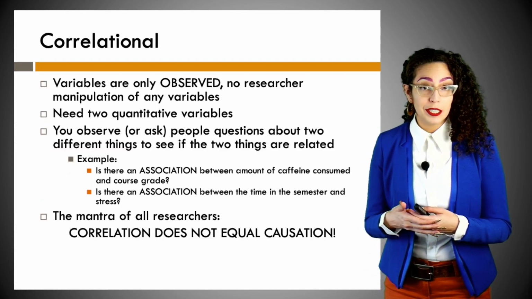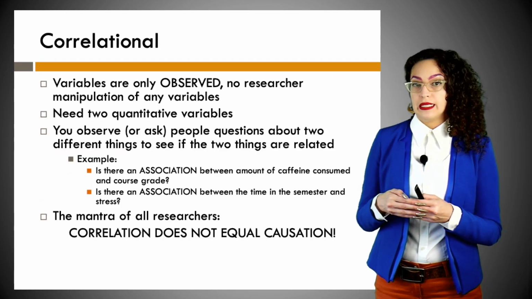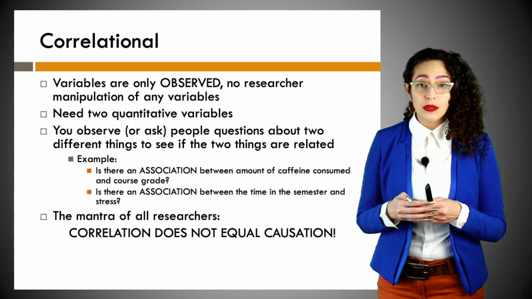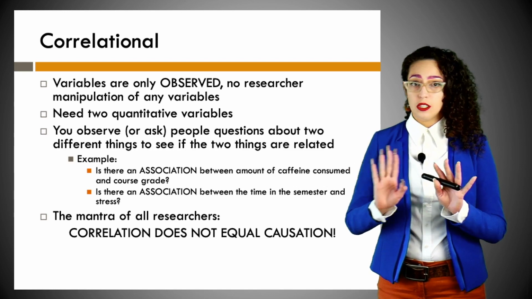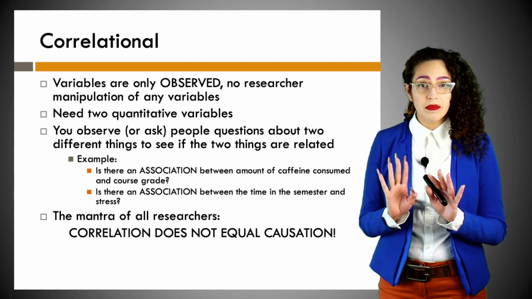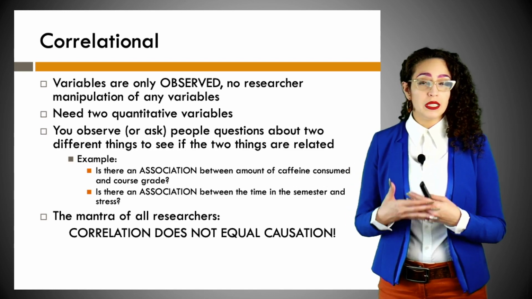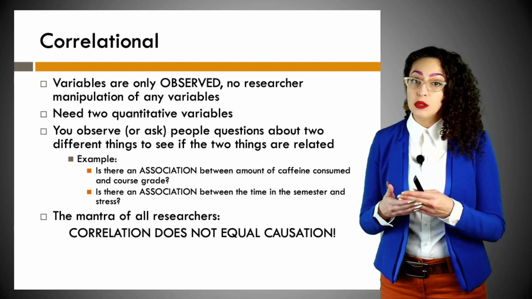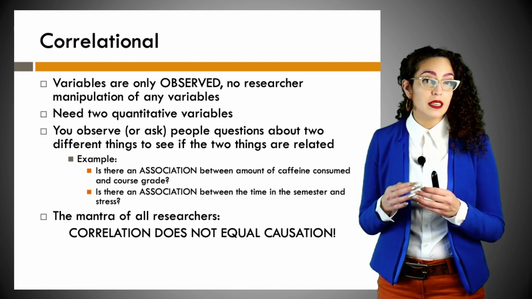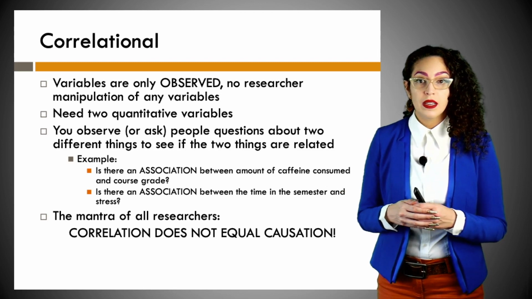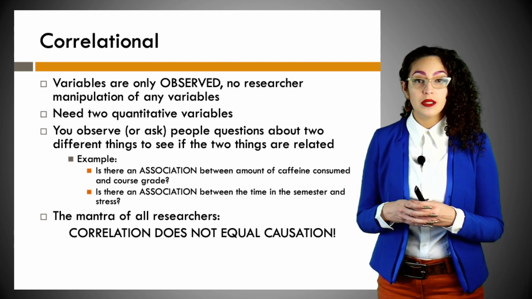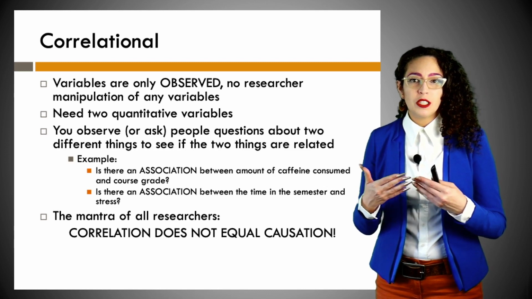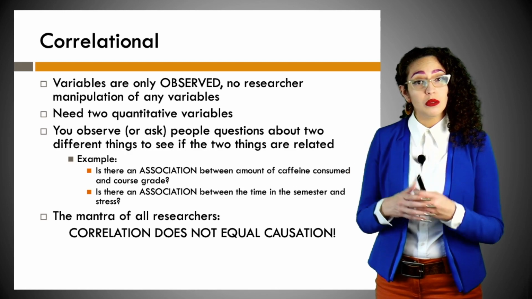Now let's talk about correlational design. So correlational design is pretty different from an experiment. Now, all you're doing is observing things. There is no manipulation of any independent variable by you. At most, you will just ask somebody their score on something or take a measurement, but you do not manipulate any sort of independent variable. You also need 2 quantitative variables to do this, which we'll talk more about in our next lesson. So you basically observe or ask people questions about 2 things and you see how much those things are related.